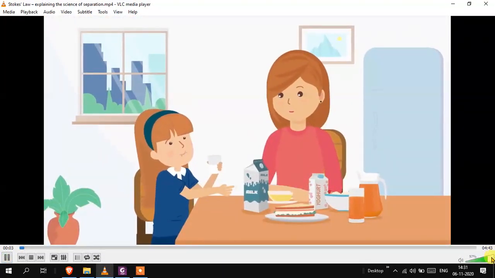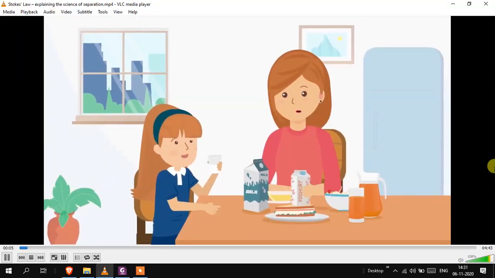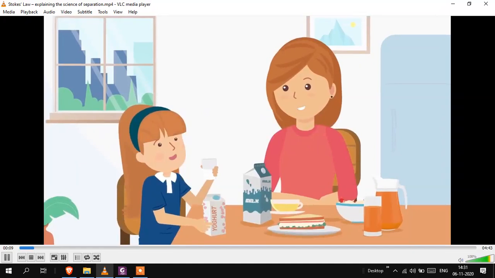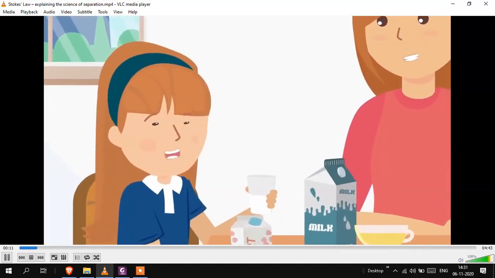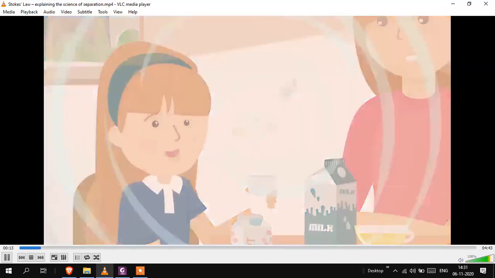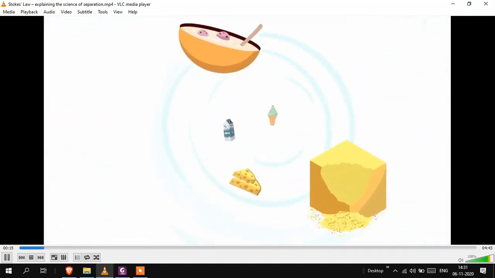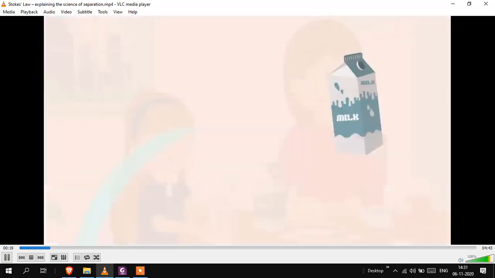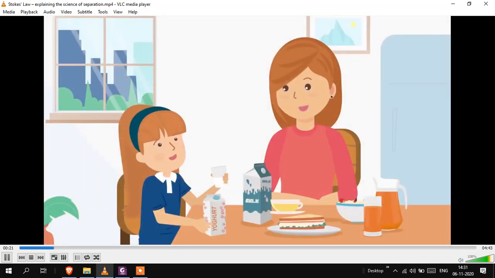Could you pass the yogurt, please? Mum, do you know what these products have in common? No, what? I've learned about something called separation. Separation is an important process in dairies that makes many dairy products possible. I'm going to tell you why.